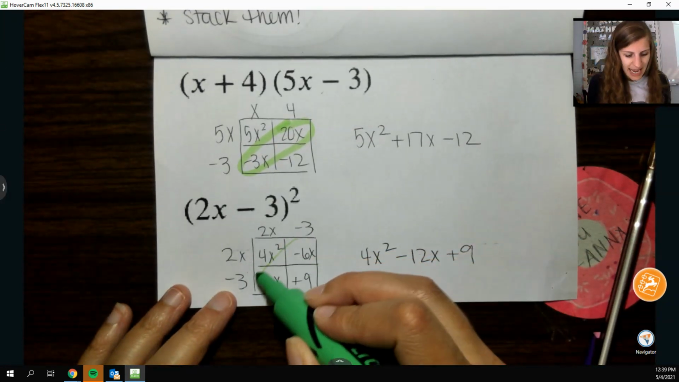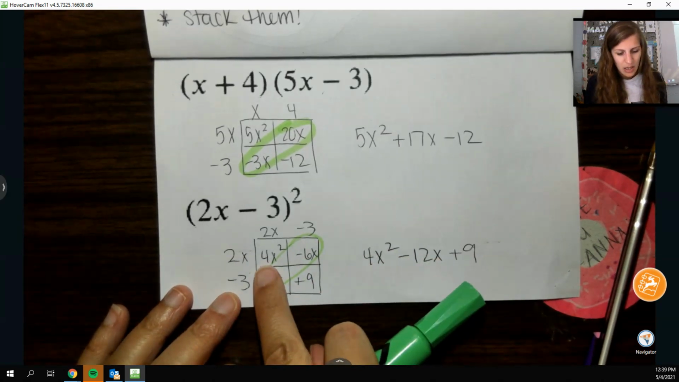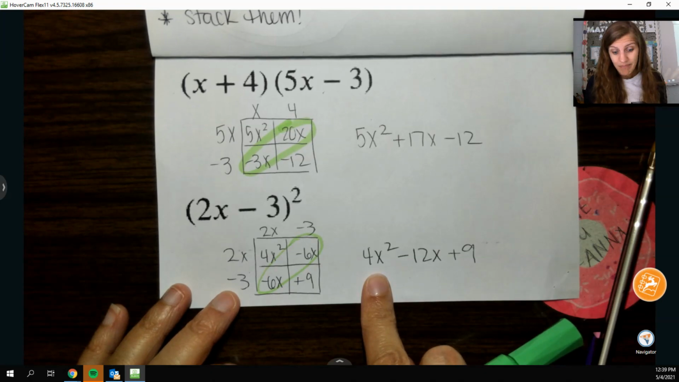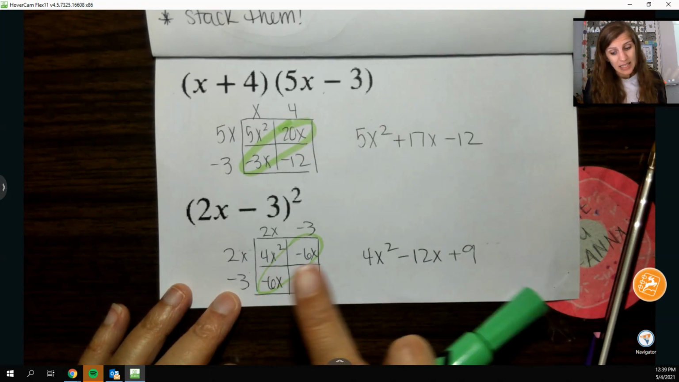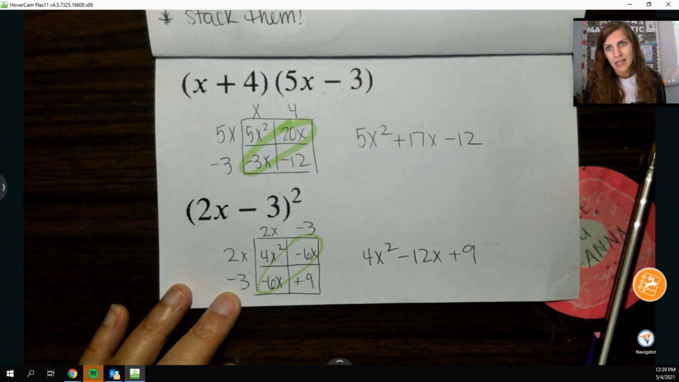So again, along my diagonals, I should get some like terms. The 4x squared stays the same. Negative 6 and negative 6 is negative 12x. And then we have a plus 9 at the end.